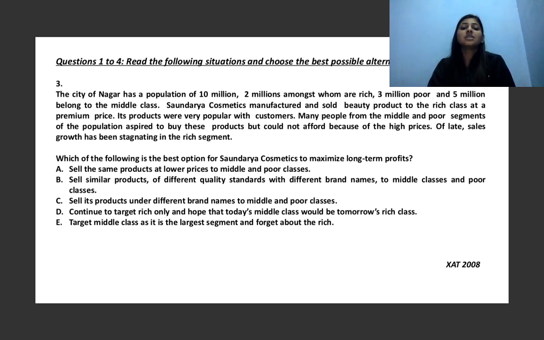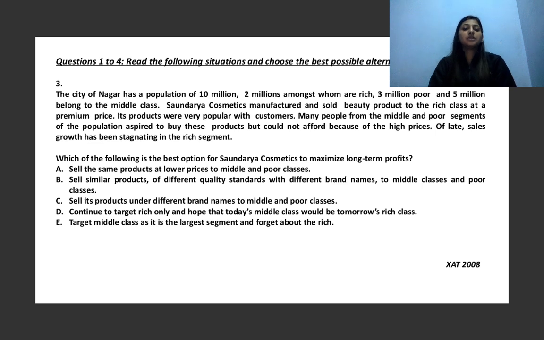That can be done since the quality has differed, therefore the price can also be different, and nobody will have a problem with that. C, sell its product under a different brand name to the middle and poor class. Again, if they are selling their own same premium products under a different brand name to the middle and poor class, firstly they will not want to buy it, they want to buy from the same brand.